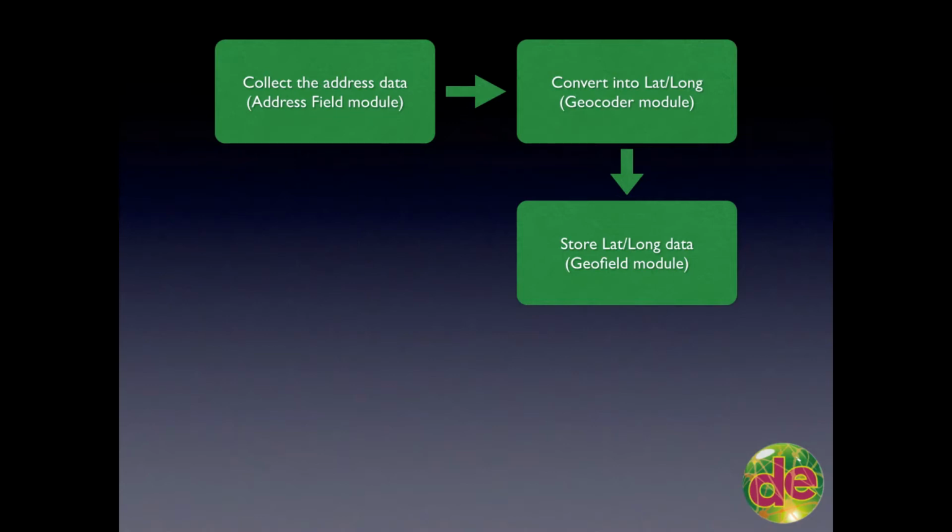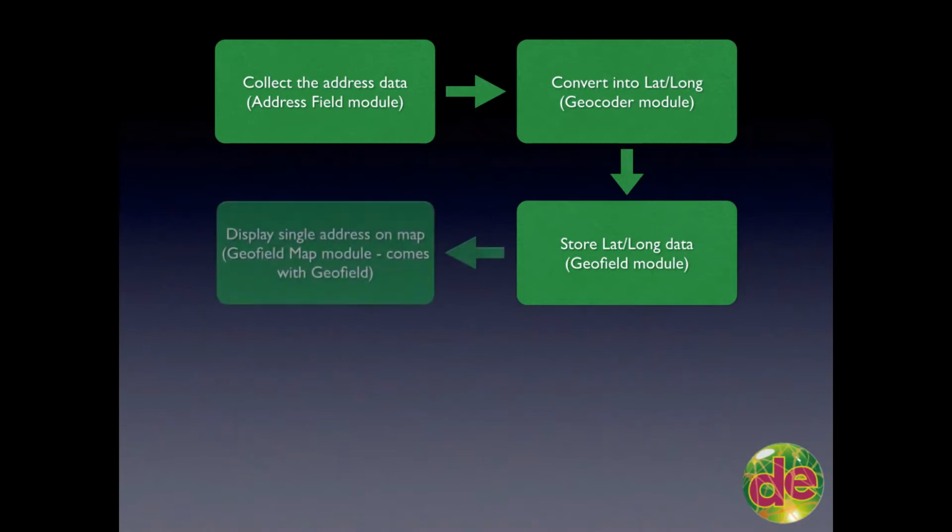But how do we want to display that? Well, luckily, like I said earlier, the Geofield module comes with a submodule called Geofield Map. And this provides a display formatter for Geofield. So rather than just outputting a numerical latitude and longitude, we're going to leverage the Geofield Map module to output a map with the latitude and longitude for the address entered displayed on that map as a point.